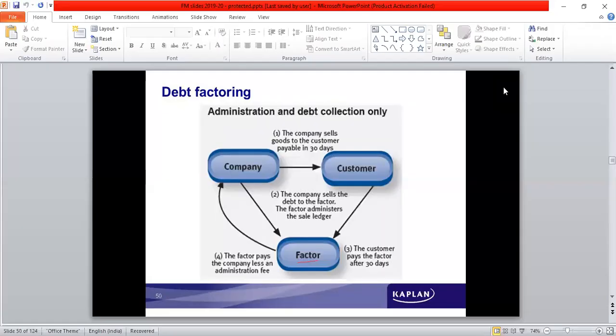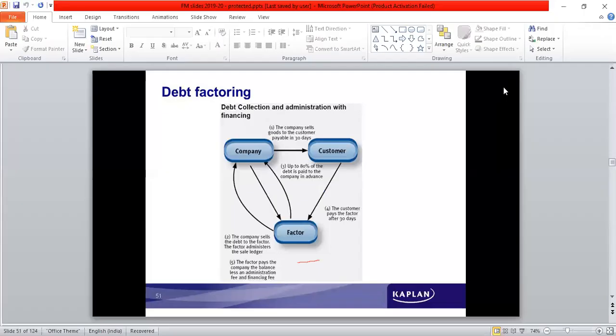So here it is administration and debt collection only. Here, debt collection and administration with financing. Okay, the factor pays the company the balance less an administration fee and financing fee. That is the cost of interest. So that is also paid.